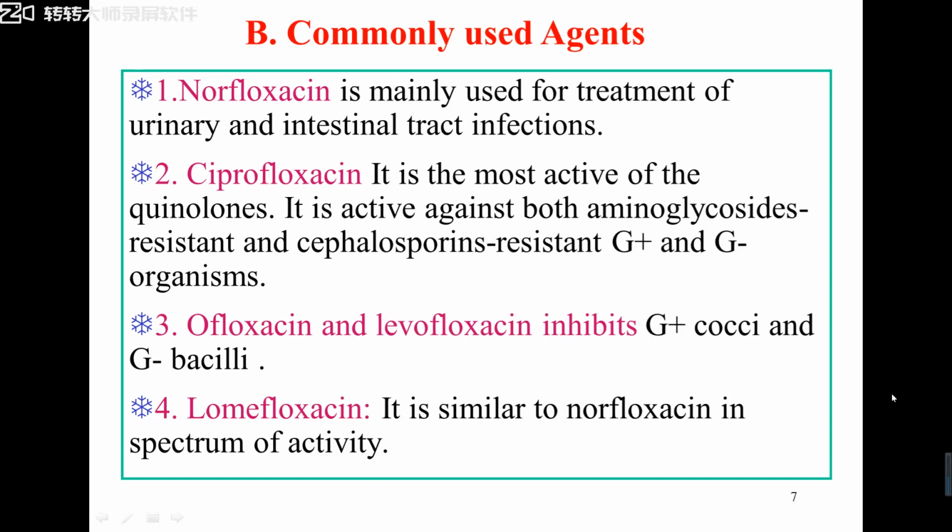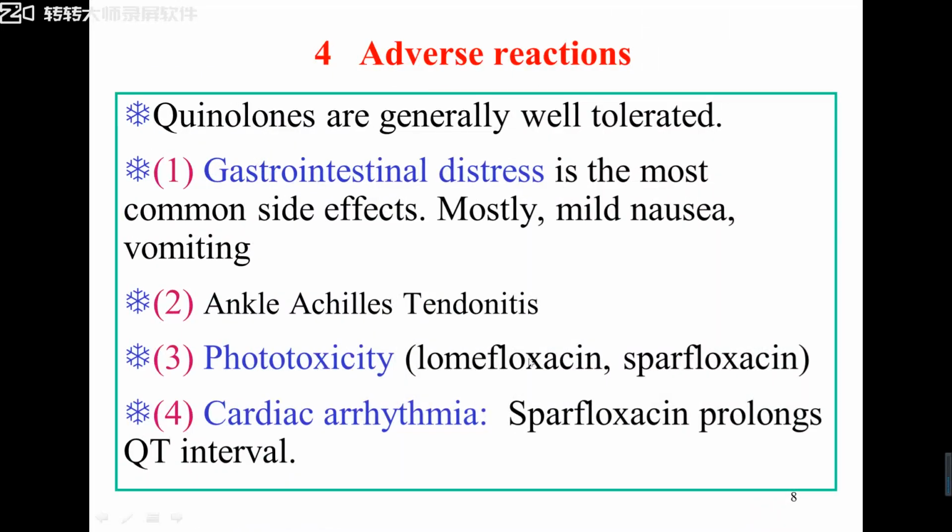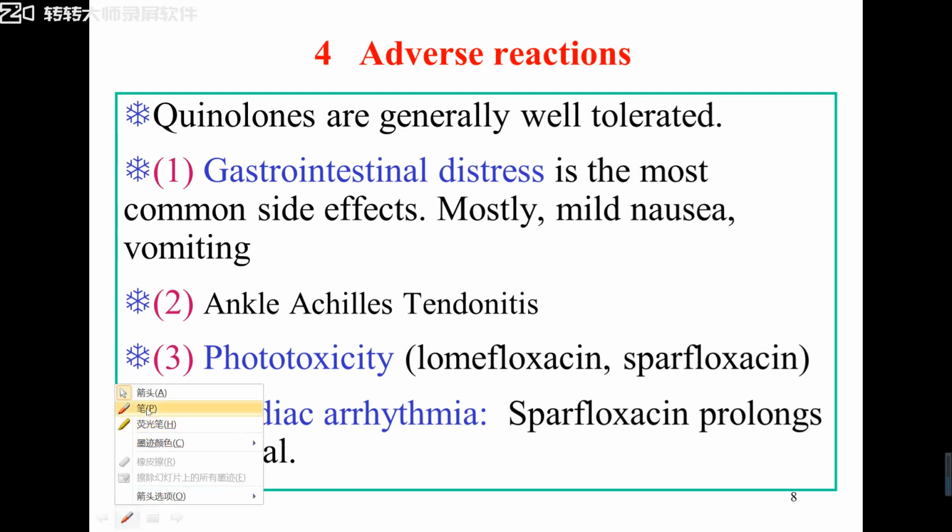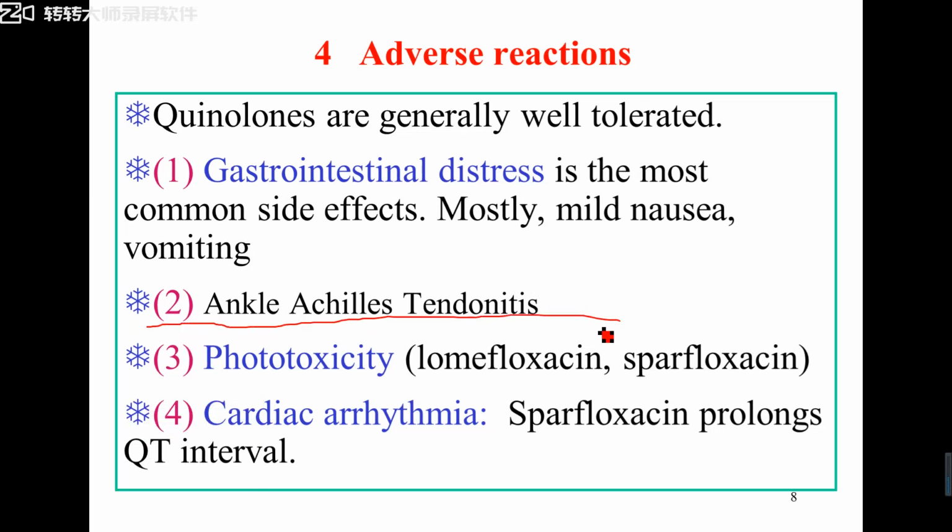of these drugs. The adverse reactions of quinolones are generally well tolerated. Gastrointestinal distress is the most common side effect in most patients using quinolones. The reactions are mild, maybe mild nausea, upset stomach, or vomiting. And the next one is the major adverse reaction. The major adverse reaction of quinolones is this one: Achilles tendonitis. This is the major adverse reaction of quinolones.